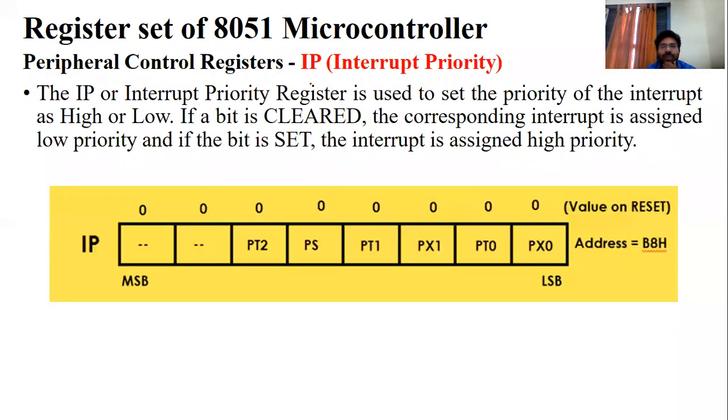The next one is the interrupt priority IP register. This is also an 8-bit register. In this microcontroller we have only 5 interrupts, and 6 priorities are there. Priority means which interrupt is executed first, maybe interrupt 0 or interrupt 1 and so on.